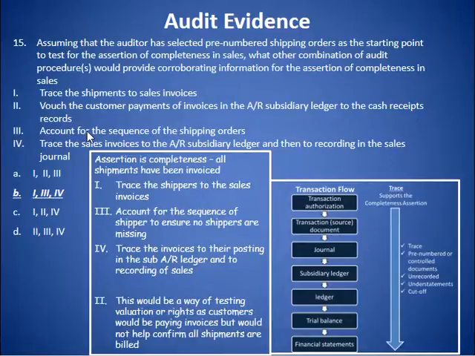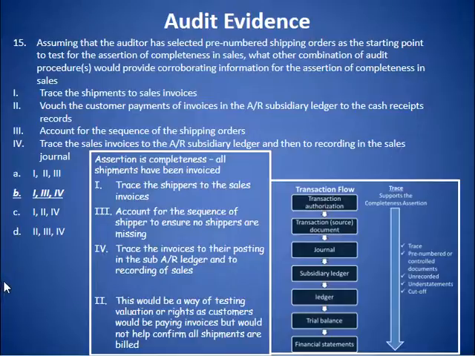Number 3, if we account for the sequence of shipping orders. Again, typically when we're looking at pre-numbered documents or the sequence of pre-numbered documents, that indicates that they're controlled in a certain way, which means we're basically checking for completeness. Again, we're going from top to bottom.